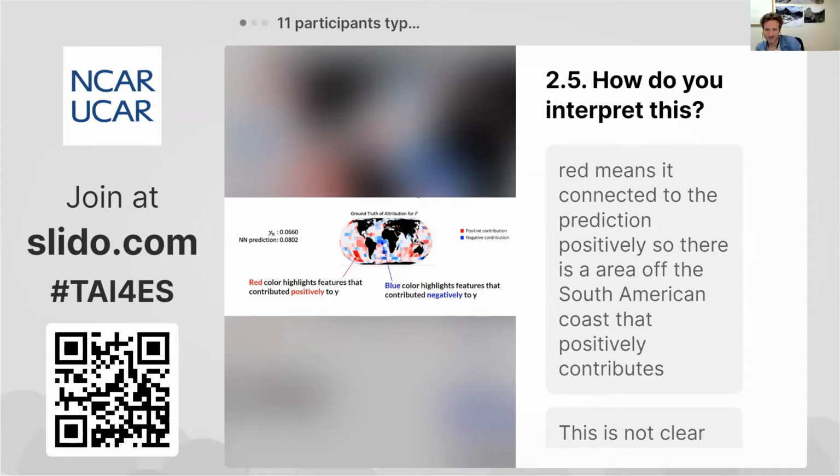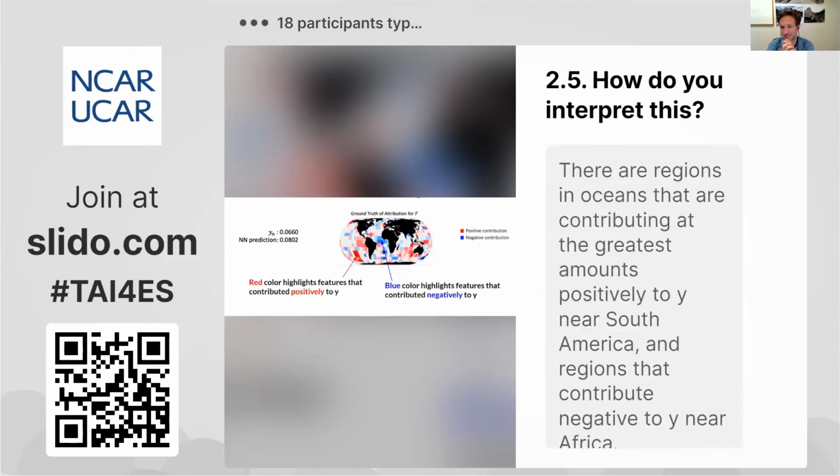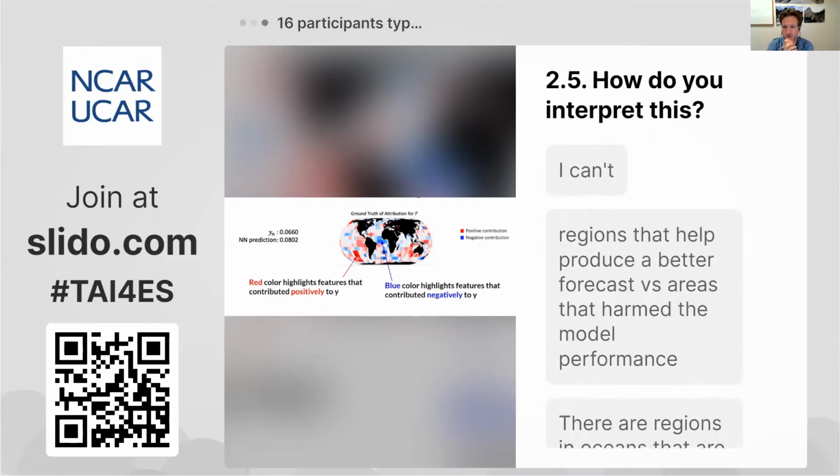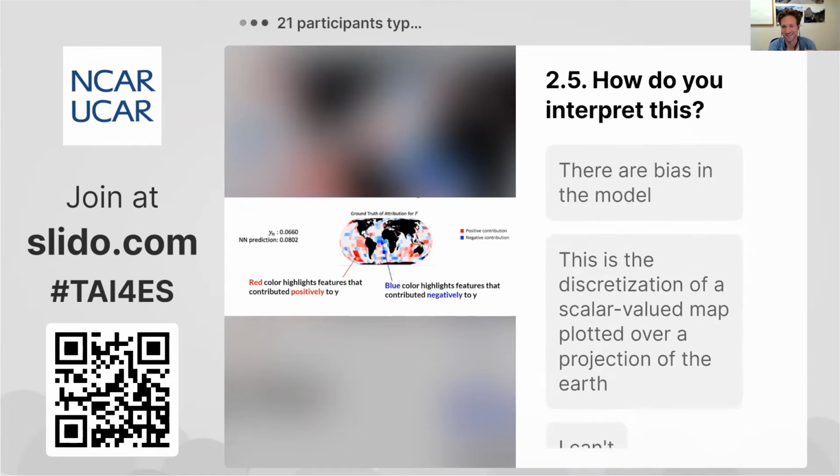Red means connected to the prediction positively. So if they're at the South American coast positively, sea surface temperature anomalies. Ocean regions are contributing more. Regions are produced or forecast. I like that one. I'd be right there with you.